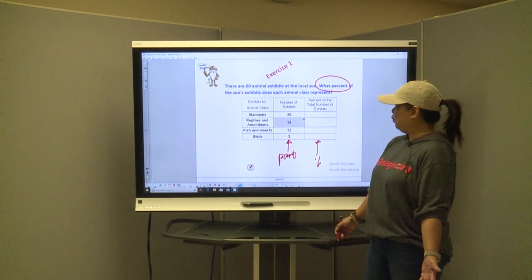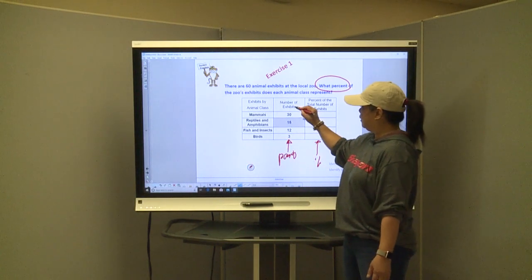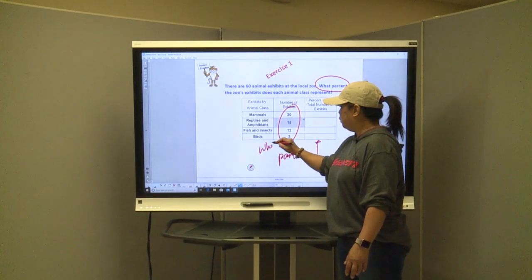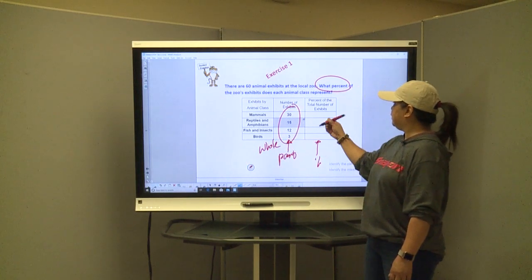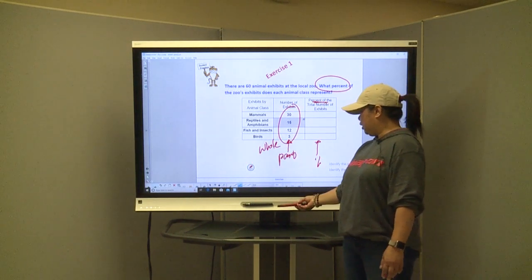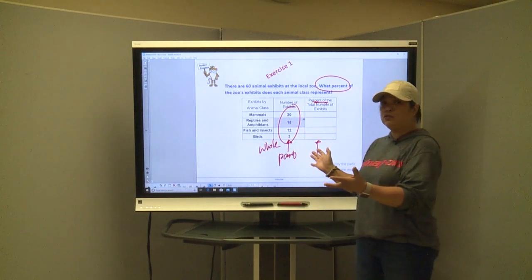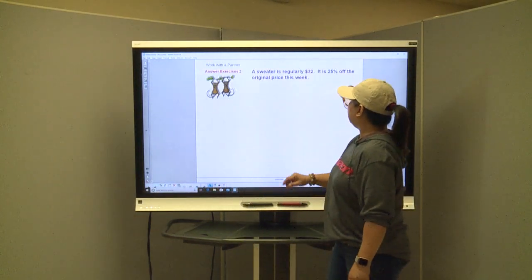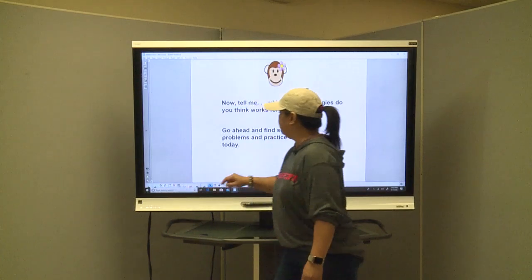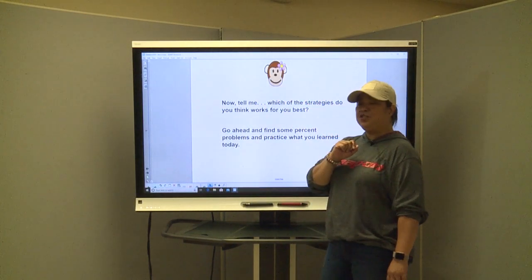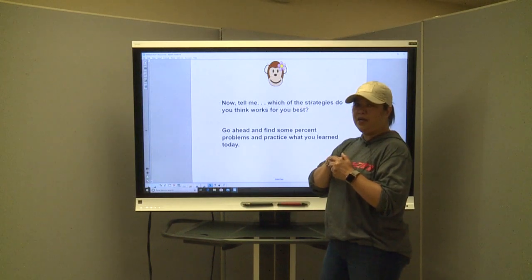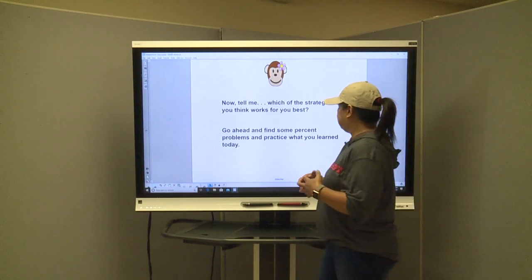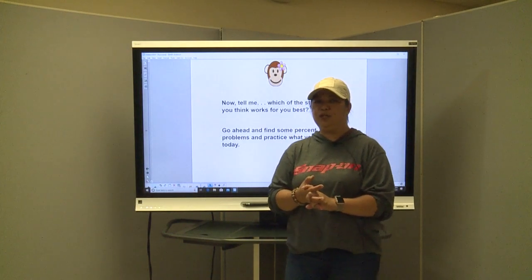What is the whole thing? What is the whole thing? So all this, you put them all together, is your whole. Okay? You got the part, and then it's asking you the percent. So if you can pause and you can look at it closely, then do this at home. Okay? All right. So tell me, which of the strategies do you think works best for you? All right, go ahead and find some percent problems at home and see what you will use and be confident in answering those questions.